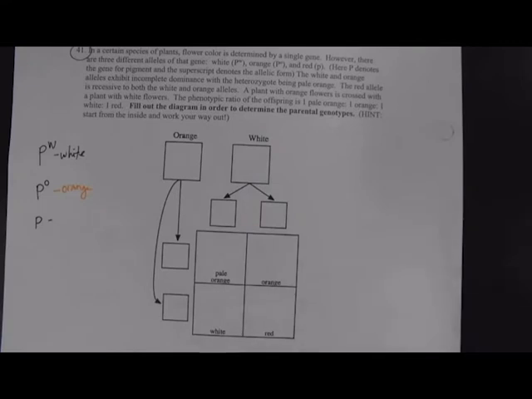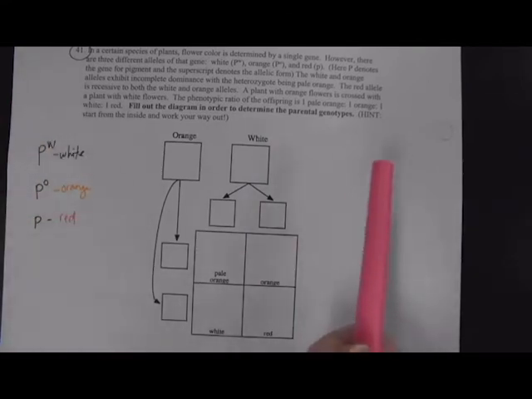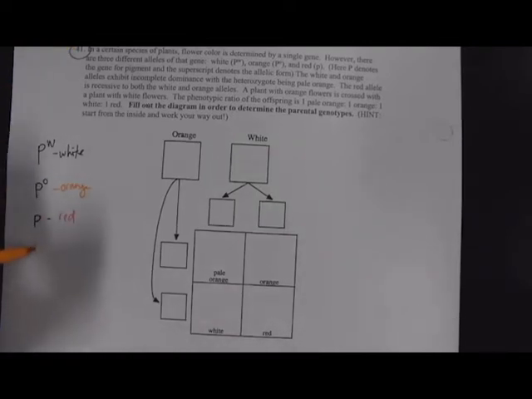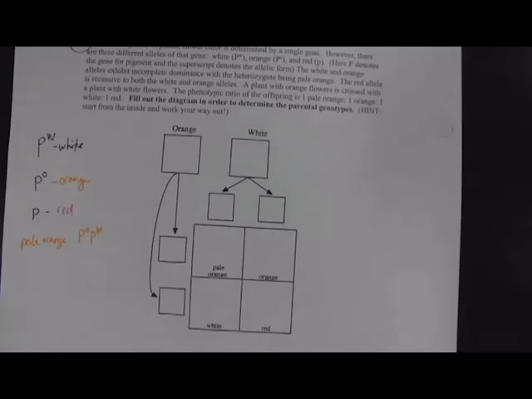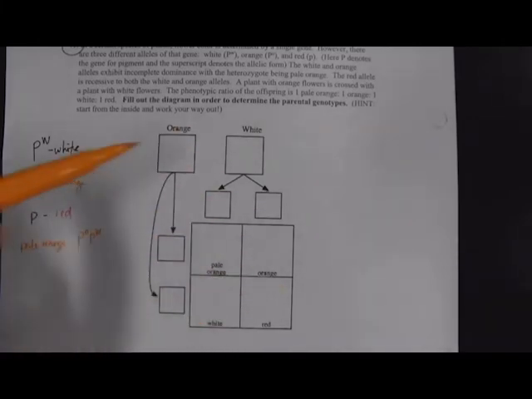Let me find my red marker. That's okay, we'll just use this pink. And our problem also tells us that we can get pale orange if we have a big P with an O and a big P with a W. So if you kind of work from the inside out, we'll be able to get our parental genotypes.